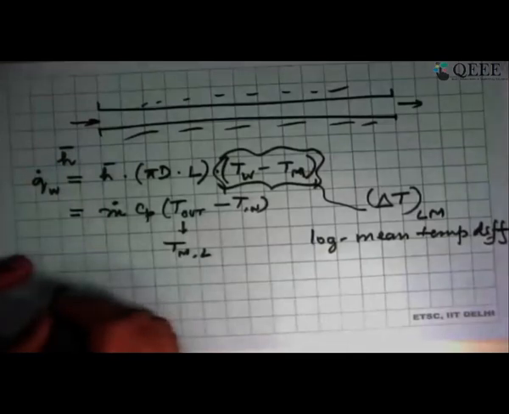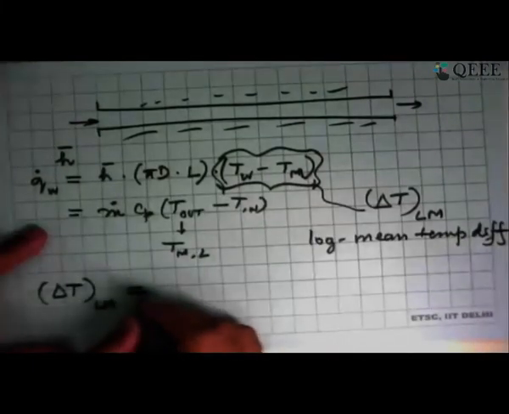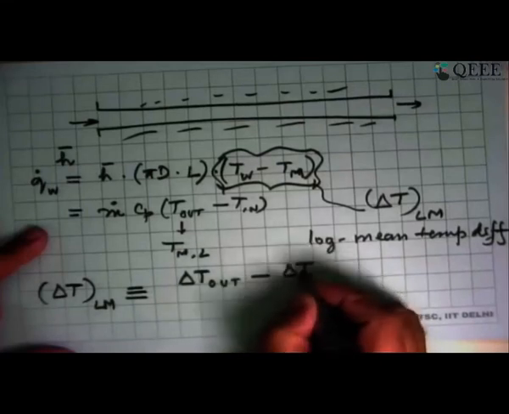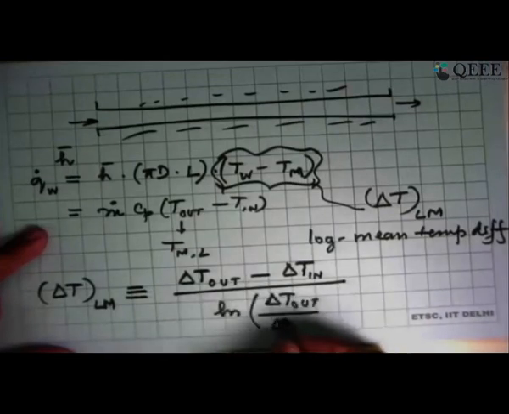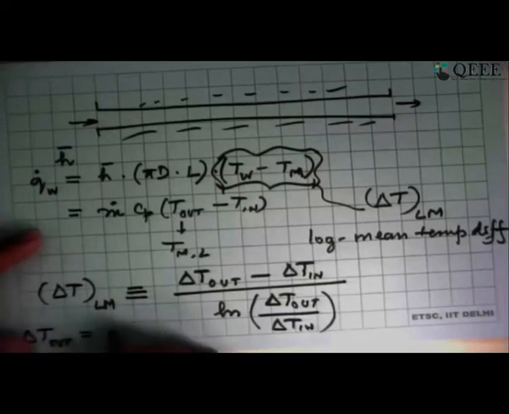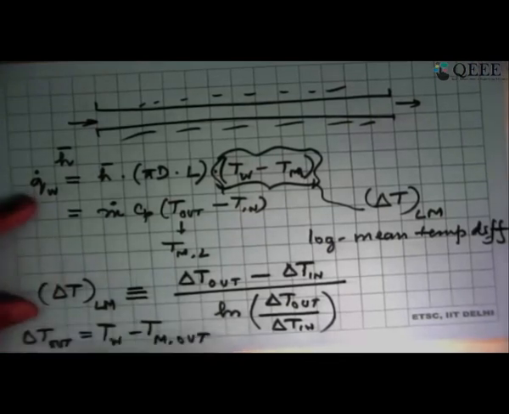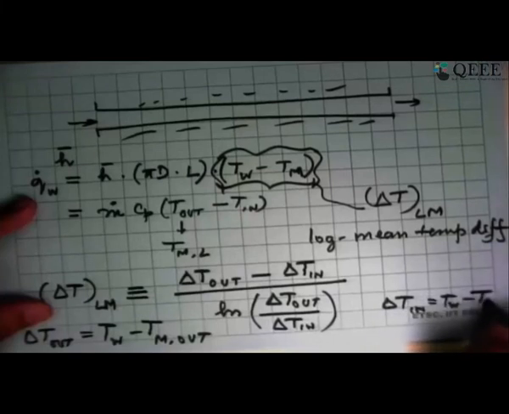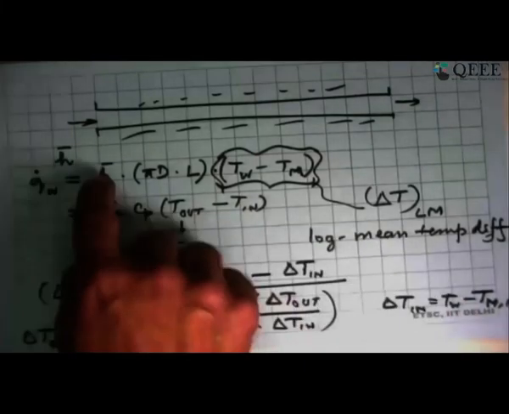And this is defined as delta T Lm. In heat transfer analysis, you will come across this as LMTD. The definition is exactly the same. And this is defined as delta T at the outlet minus delta T at the inlet over ln of delta T out over delta T in, where delta T out is T wall minus T mean temperature at the outlet, and delta T in is T wall minus T mean at the inlet. So that's the temperature difference to use with h for the whole plate.